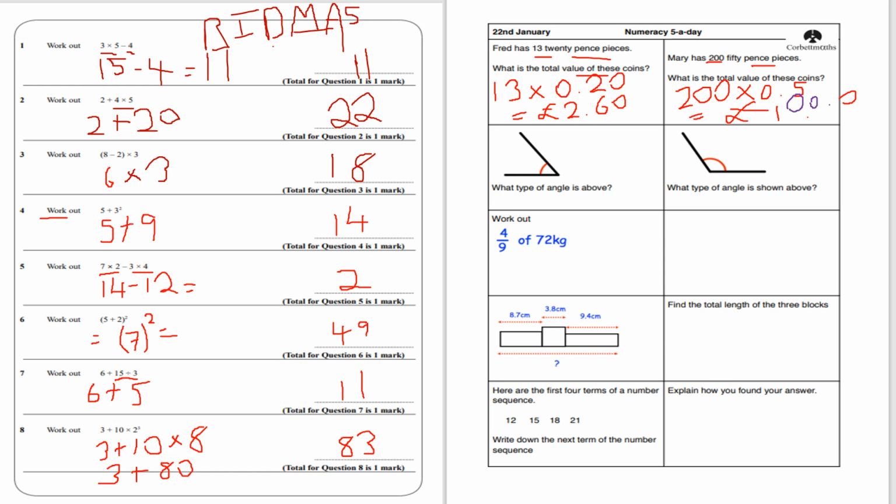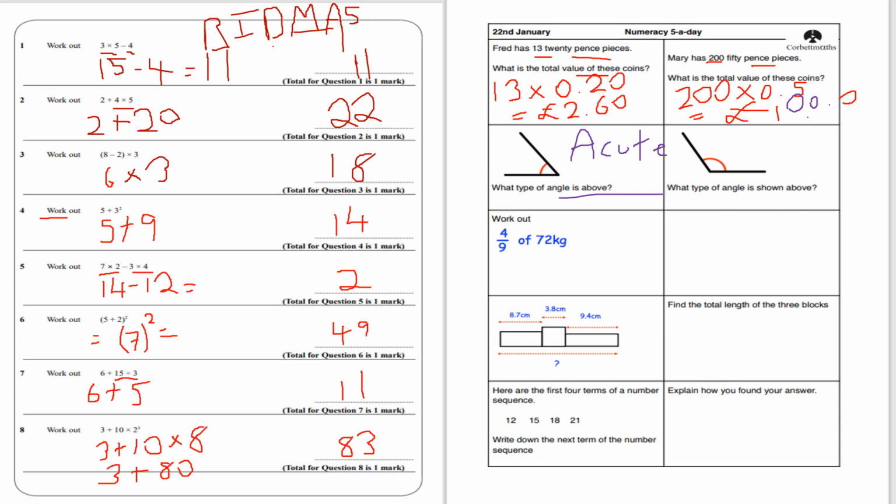Okay, next question, what type of angle is this? So this is what I call an acute angle. An acute angle is an angle between 0 and 90. So it's especially smaller than 90, okay, but bigger than or equal to 0, okay?